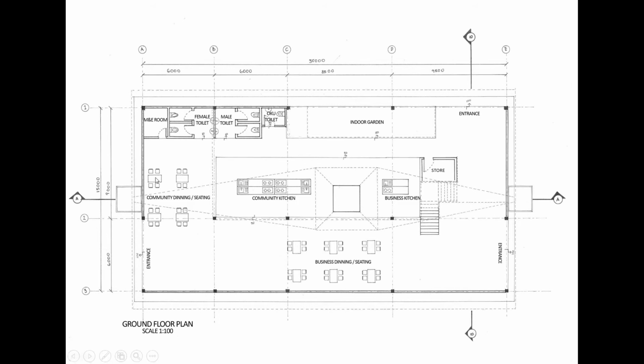And from this layout here, you can see that there's this square here. This square is actually the rainwater harvesting element. So it also works as a partition for these two community kitchens.